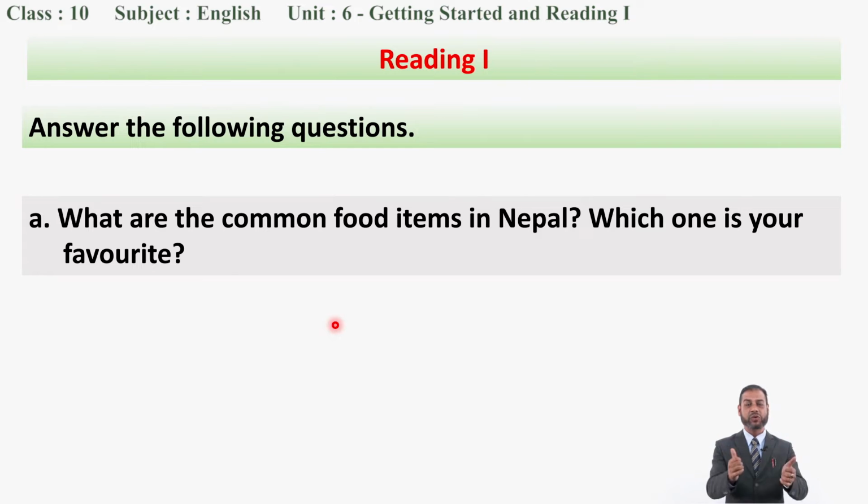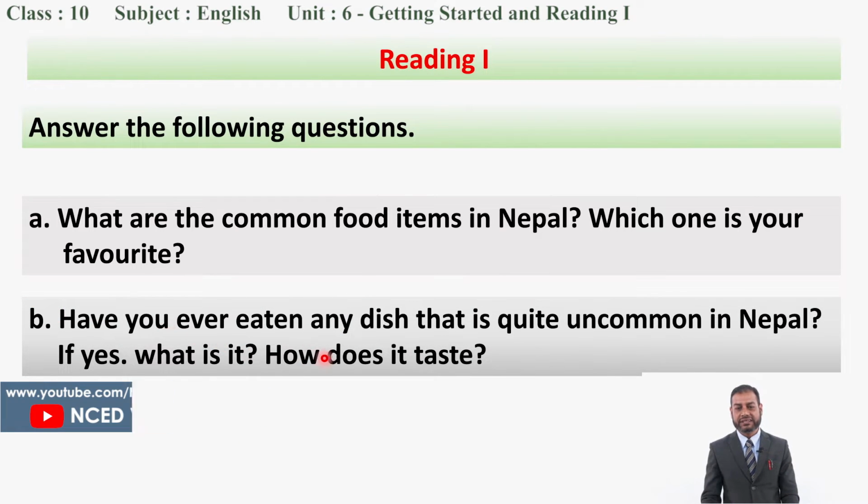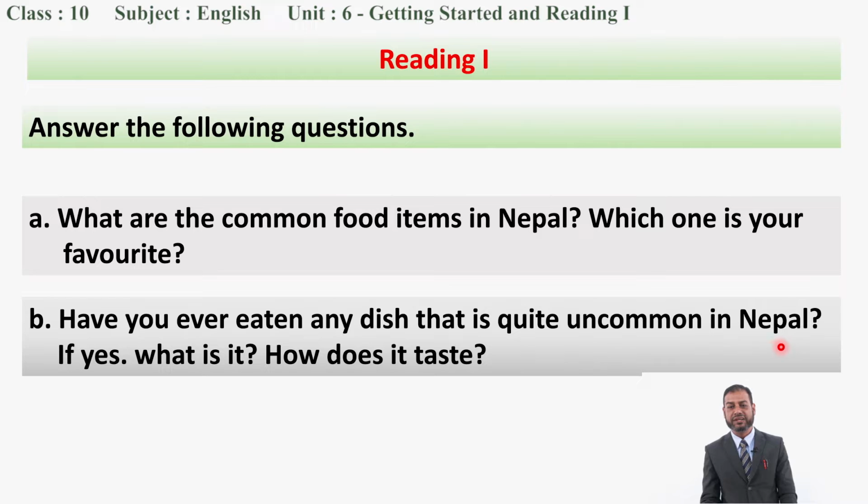Yes, you are right, okay? So for me, dal bhat tarkari is my favorite food because it is our main staple, our main course. It provides us necessary nutrients like carbohydrates, protein, and minerals, a balanced diet, okay? Good. Now, the next question we have: have you ever eaten any dish that is quite uncommon in Nepal?